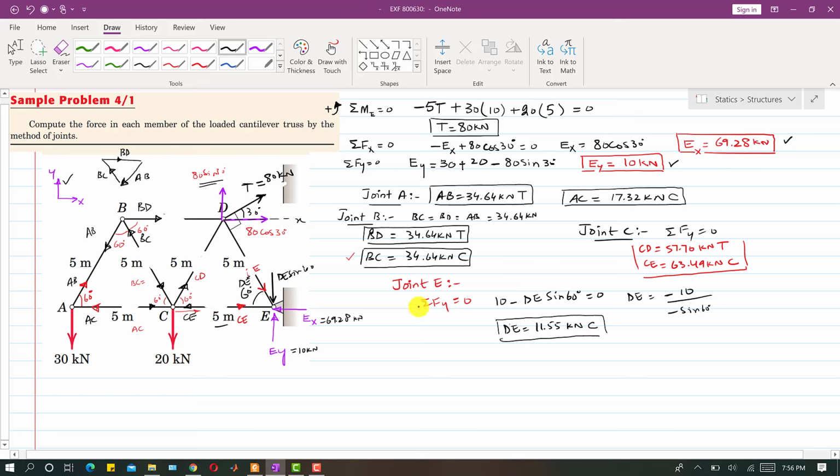We have found all the forces in all the members, right? So we can count our members as well. This is 1, this is AB, we know AB, this is 2, 3, 4, 5, and this one is 6, and this one is 7. So we have 7 members, and now we know all the forces in all the members. So this is 1, 2, 3, 4, 5, 6, and 7 forces.